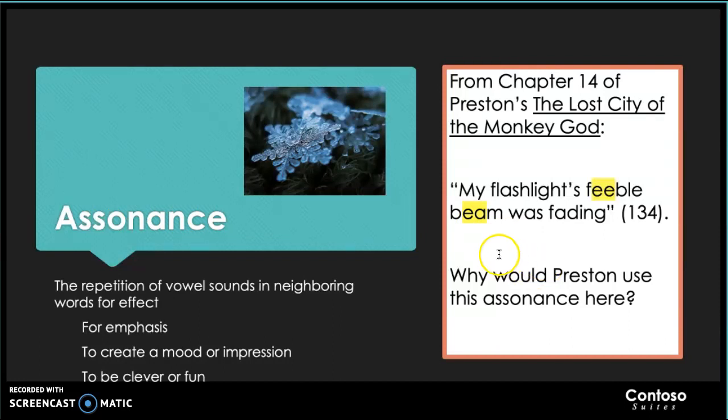This is chapter 14. "My flashlight's feeble beam was fading." Feeble beam. So again, you can think about, I wonder why. Why was he using assonance here?